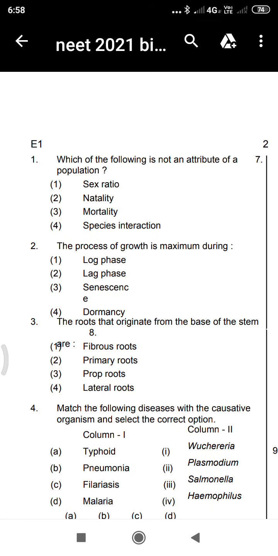Which of the following is not an attribute of a population? 1. Sex ratio. 2. Nationality. 3. Mortality. 4. Species interaction. Second question. The progress of growth is maximum during 1. Log phase. 2. Lag phase. 3. Senescence. 4. Dormancy.